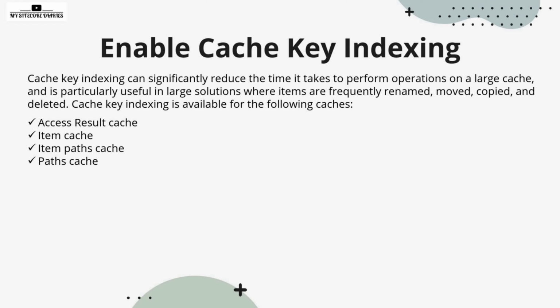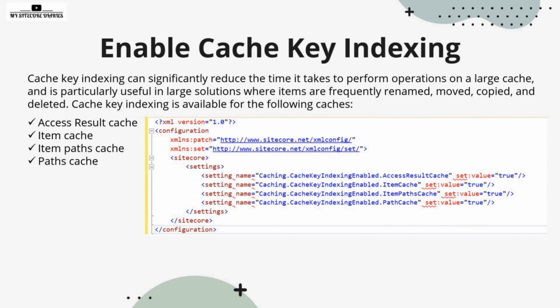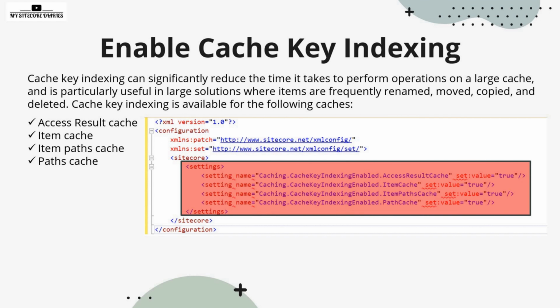And what are the things which you can use here? For cache indexing, you can use the access result cache, item path cache, and path cache. For that, you have to set up settings here. Again, in the settings file, you have the caches which you want to enable: access result cache, item path cache, or path cache. They will get enabled, and you can use indexing for your cache.